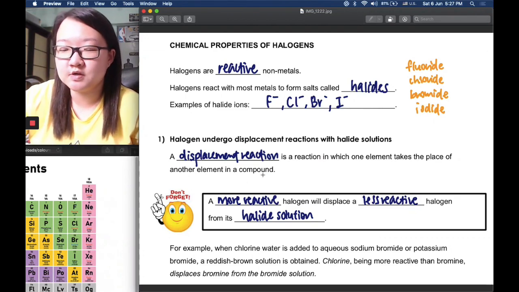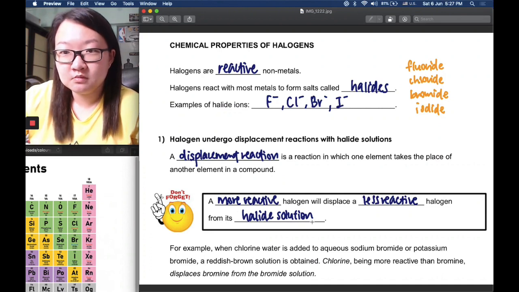So how does it work? There's this box over here that says don't forget, because this particular reaction is very important. What happens during a displacement reaction? The main concept behind it is that a more reactive halogen will displace a less reactive halogen from its halide solution.